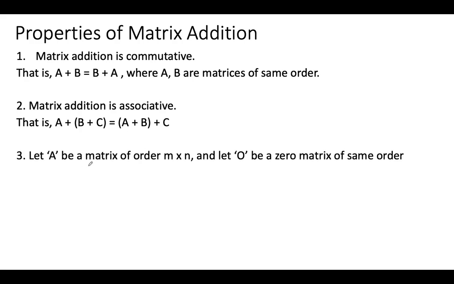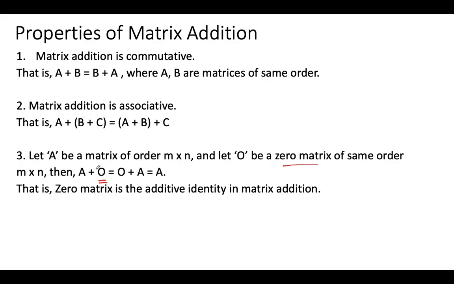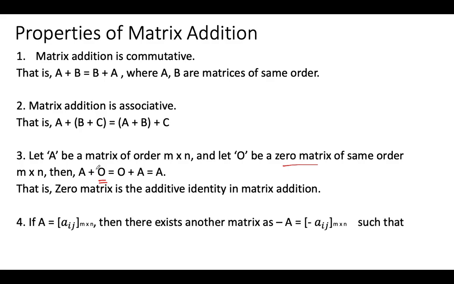If A is a matrix of order m by n and 0 is a 0 matrix of the same order m by n, then A plus 0 is equal to 0 plus A is equal to A. Now 0 matrix means every element of that matrix is 0, right? So if I add a matrix A with the 0 matrix, I get the same resulting matrix. So this is called additive identity. This 0 matrix is called the additive identity in matrix addition.